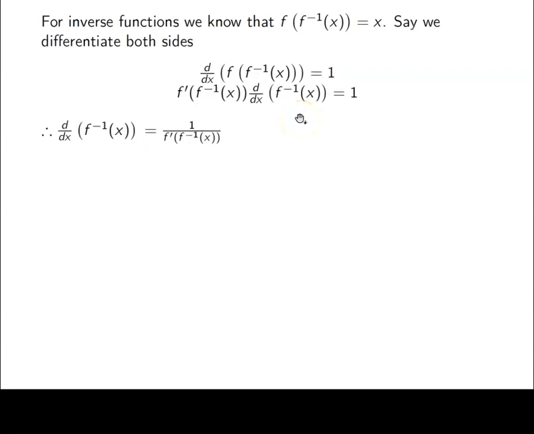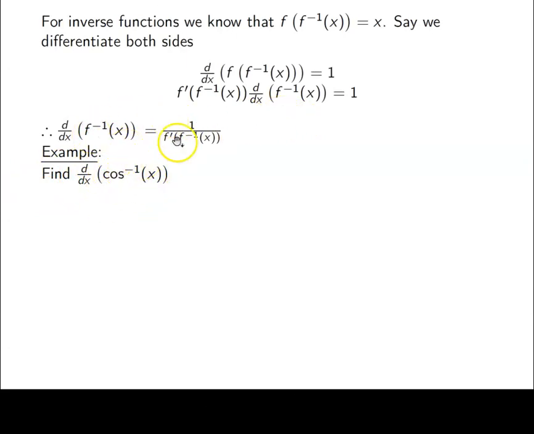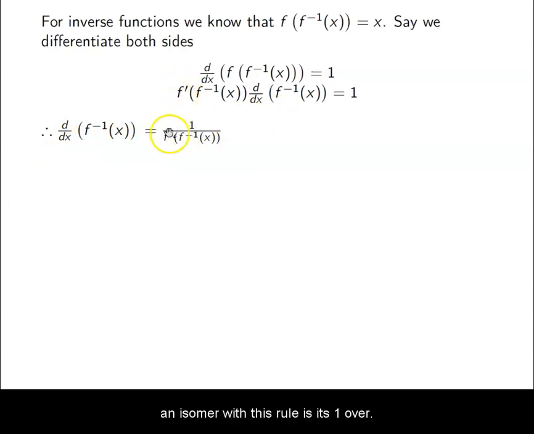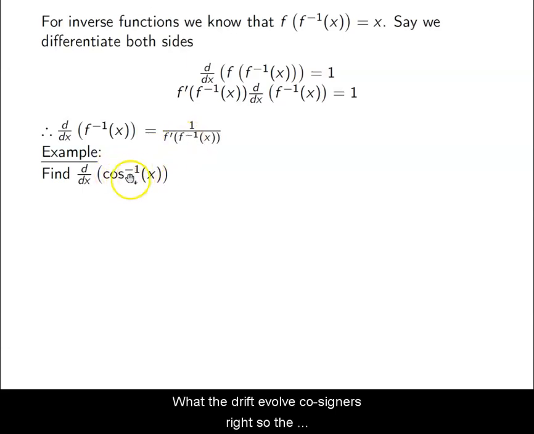Okay. All right. So let's start off with something we're familiar with, cosine inverse, because we know about the cosine function. We know what the derivative of cosine is, right? So remember what this rule is. It's 1 over the derivative of my function with its inverse being plugged in. So I know what the derivative of cosine is, right? So the function I'm using is f, an original function, plugging that in.